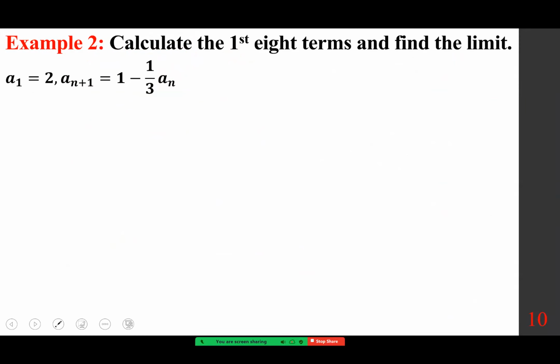Calculate the first 8 terms and find the limit. Well, a sub 1 is given, and a sub n plus 1 is 1 minus 1/3 a sub n, which means if I want any term, I'm going to write 1 minus 1/3 of the previous term. So class, can anybody tell me what would be the formula for a sub 2? What would be the formula for a sub 2? Anybody?